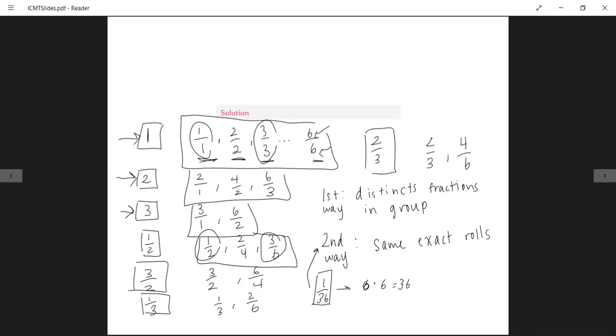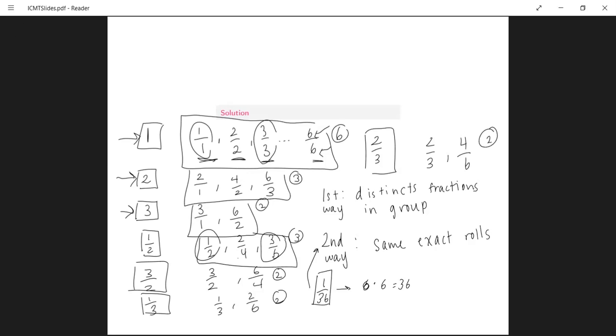And for the first case, they get distinct fractions in a group. So first, let's count the number of fractions in each group. There's 6 for this group because 1, 2, 3, 4, 5, 6. There's 6 there. There's 3 here. There's 2 here. I'm just counting the number of fractions in each of these lines. There's 3 here. There's 2 here, 2 here, and then finally there's 2 here.